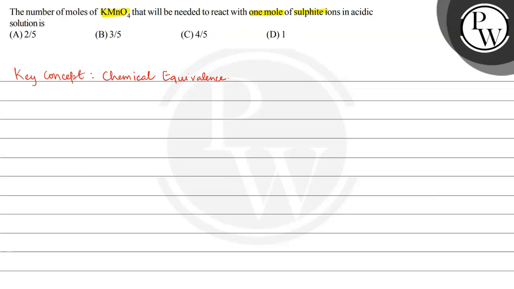So KMnO4 एक oxidizing agent है and sulfite ion यहाँ पर oxidize हो रहा है. So sulfite ion is the reducing agent. So let us write the oxidation and reduction reactions for KMnO4 and sulfite ions. Alright. So KMnO4 on reaction with acid, it forms K plus ions plus Mn plus 2 ions plus 4H2O. So here it will be 8H plus.